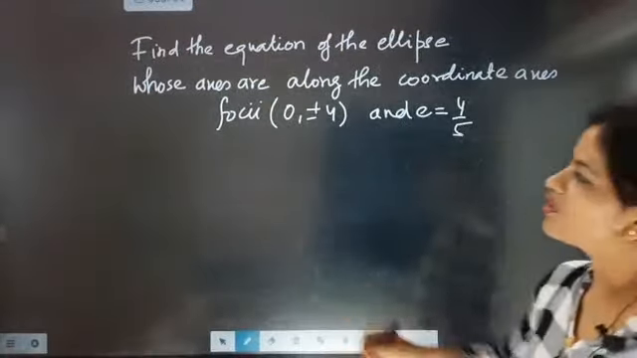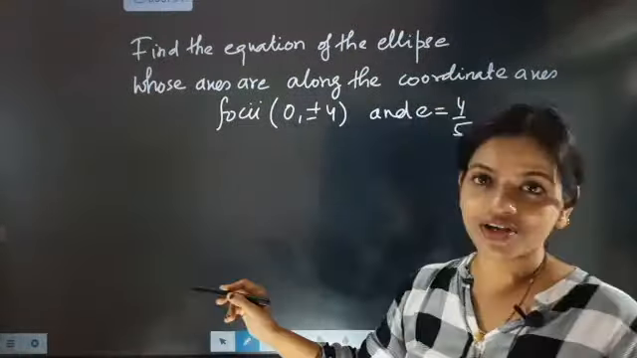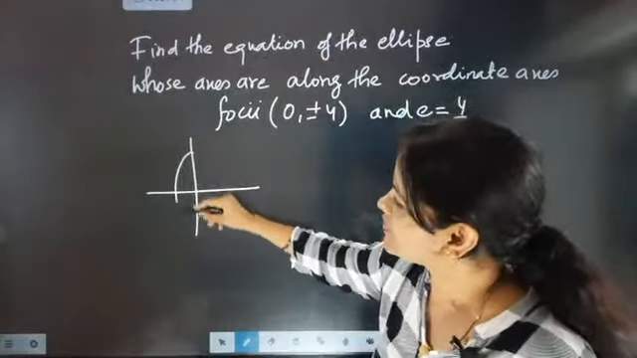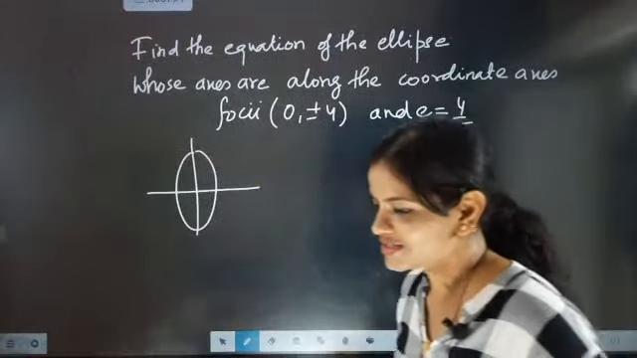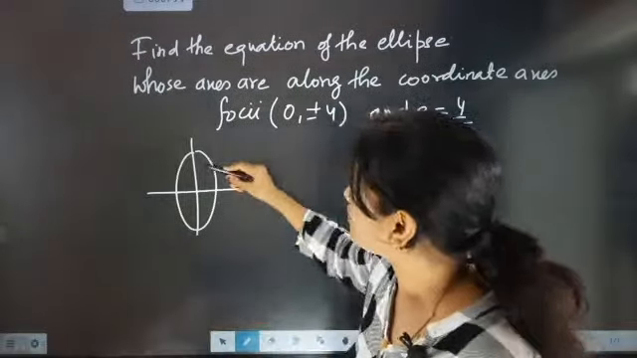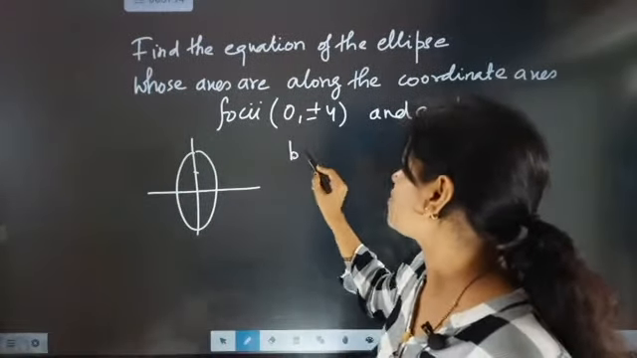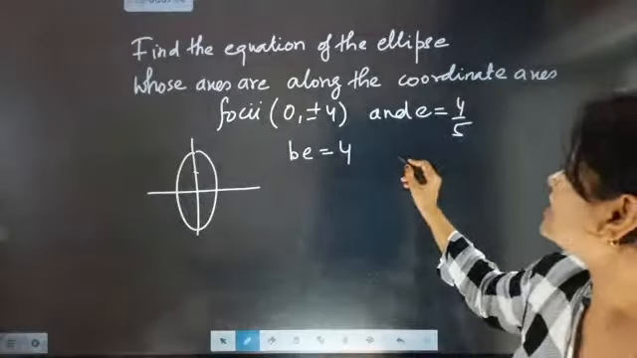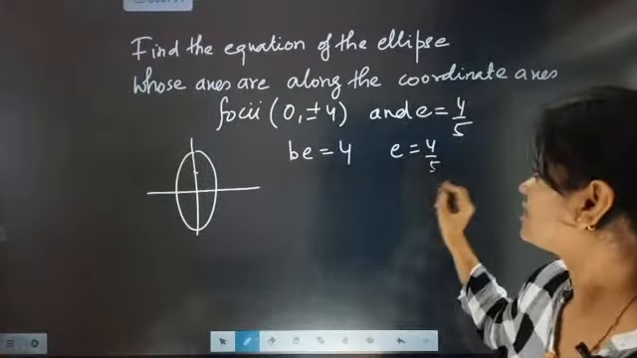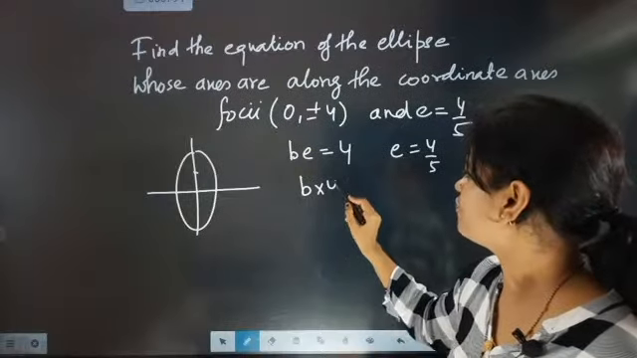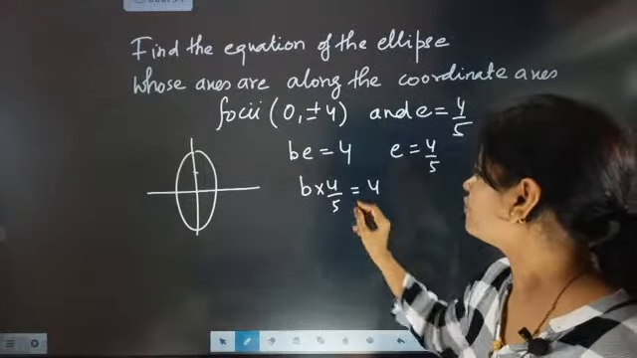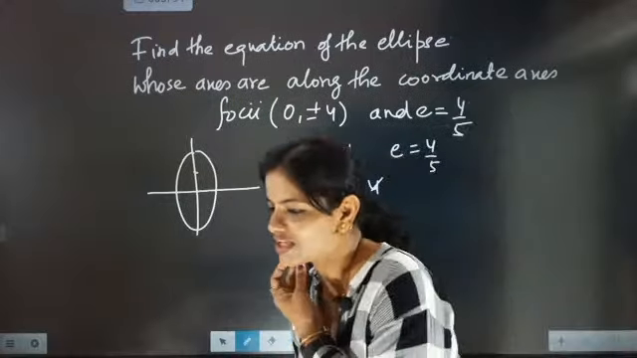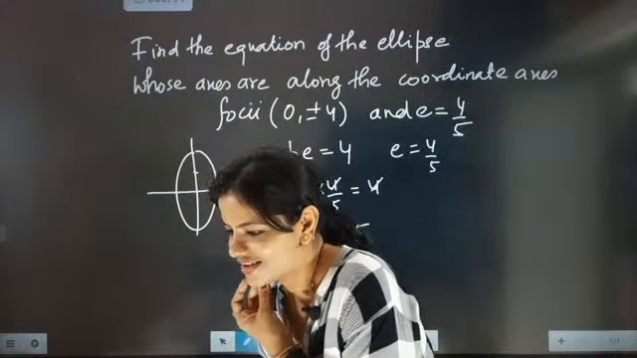Now look here, focus is given. So since focus is given as 0 first, that means the ellipse is resting on the y-axis. So since the ellipse is resting on the y-axis, BE equal to 4 is given. And eccentricity given is 4 by 5. So B into 4 by 5 equal to 4. So B is coming as 5.